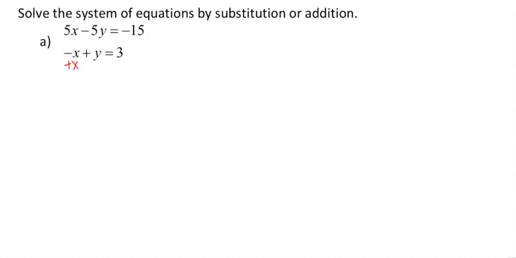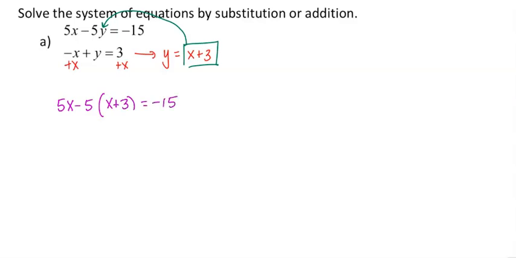So I'm going to begin by taking my second equation and adding x to both sides to rewrite this as y equals x plus 3. Since I solved my second equation, I'm going to take my expression x plus 3 and plug it back into my first equation in place of y. So this gives us 5x minus 5 times, and now in place of y, put our x plus 3 equals negative 15.